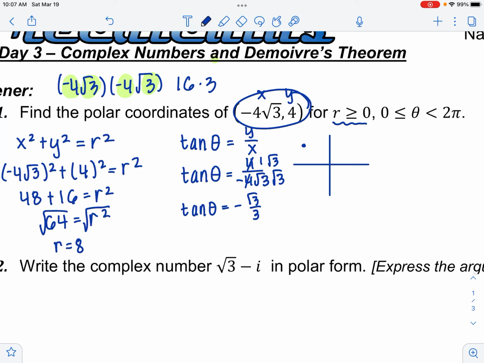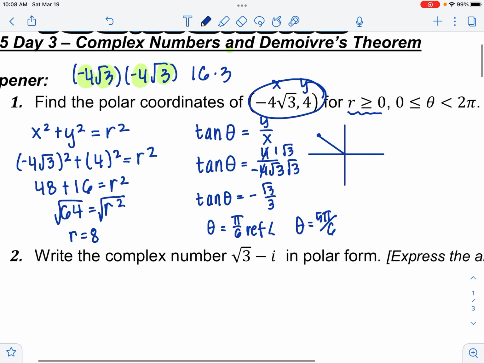So if we want to know that angle, we have to first know our reference angle. So we need to know the angle in the first quadrant that has a tangent of root 3 over 3, which is 30 degrees, which is pi over 6. So pi over 6 is our reference angle, but not our actual angle. So now to get our actual angle, second quadrant right here is 5 pi over 6. So theta is actually 5 pi over 6.